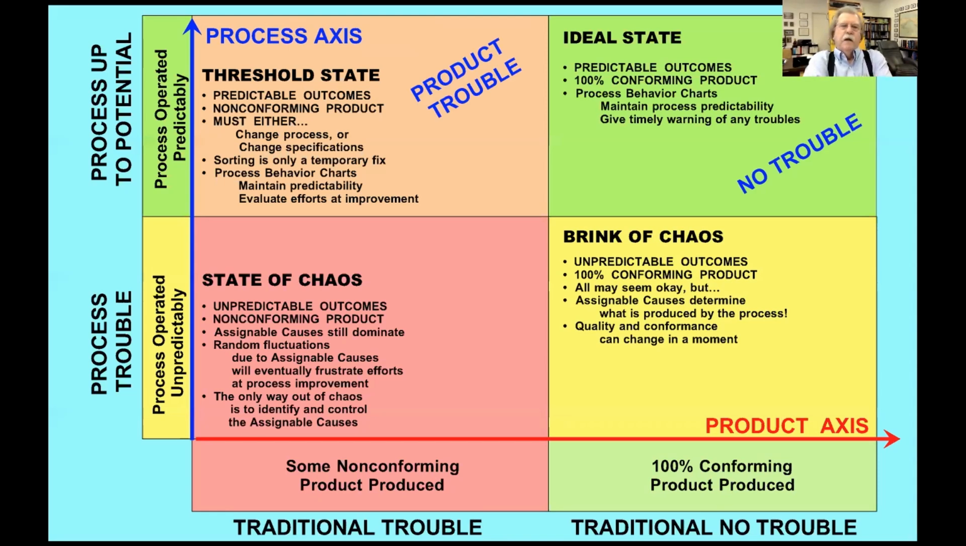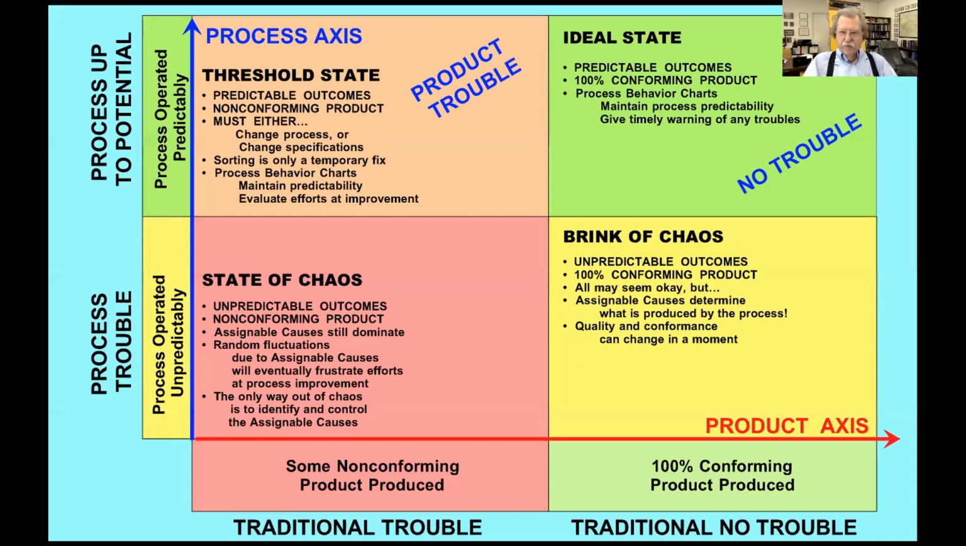Now, if your process is being operated predictably, but you have some non-conforming product because the process is simply not capable of meeting the specs, then you've got product trouble. And here, you're going to have to change the process or change the specs. You might sort, but sorting should be a temporary fix, not a way of life. And process behavior charts will be used to maintain the process predictability and to evaluate your efforts at process improvement.